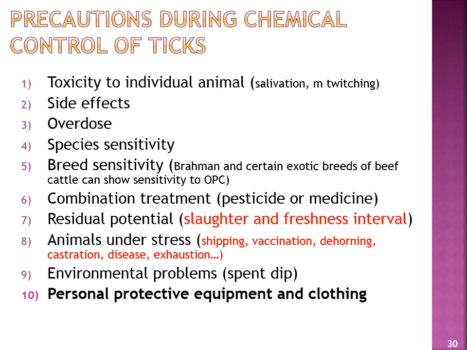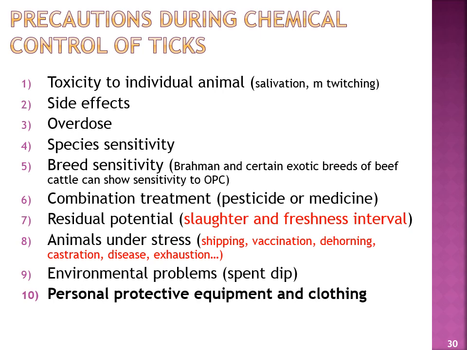So, precautions during chemical control of ticks. We have to take care of the toxicity to the animal, especially if there is a species sensitivity or a breed sensitivity when we apply the insecticide, and we have to take care of the side effects which could happen due to application of chemical insecticide. And we have to be sure of overdose if we use an intensive control program and repeat the insecticide or don't follow the labels and instructions of the insecticides.